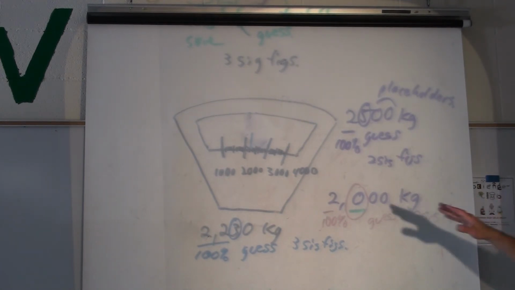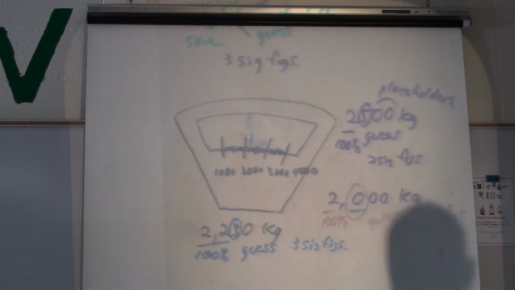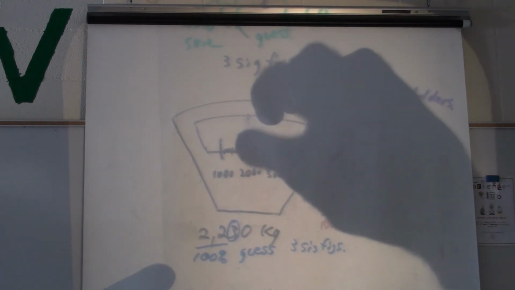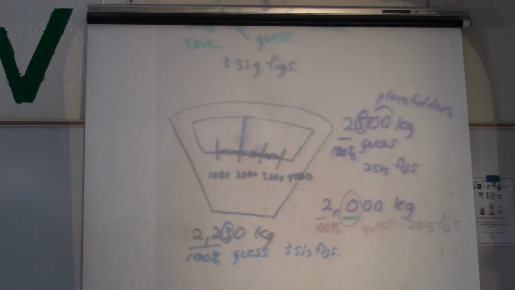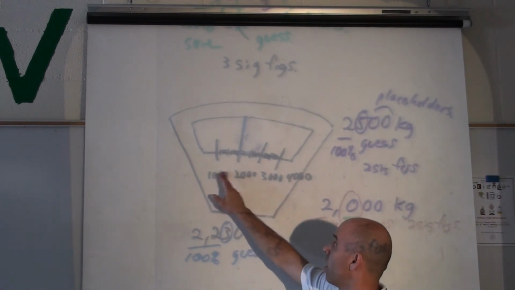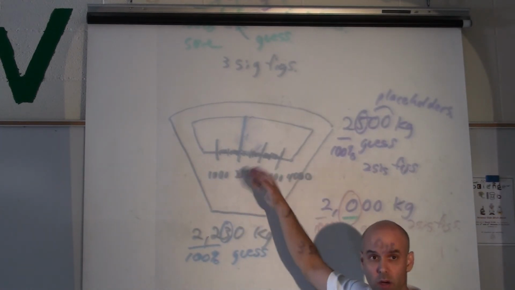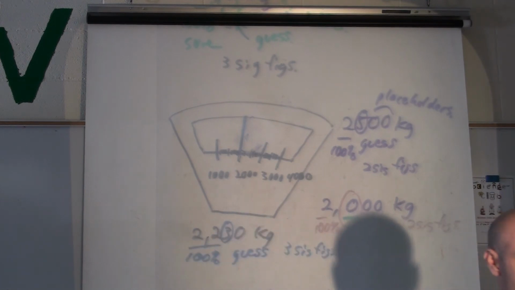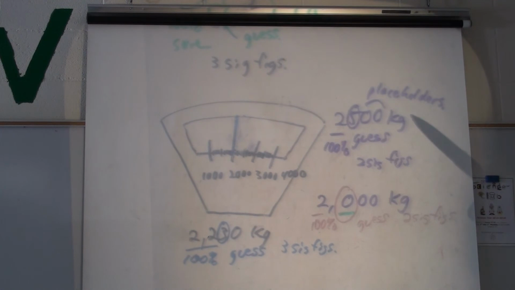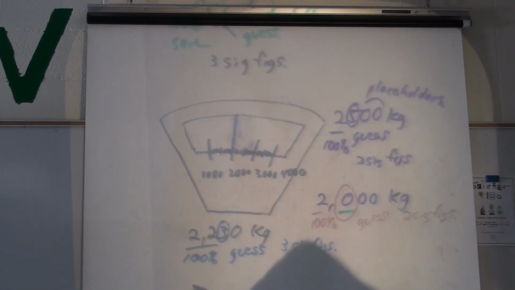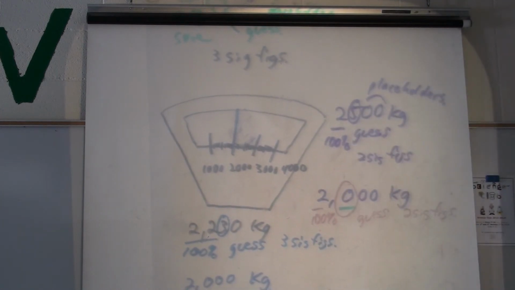But now let's contrast it again to the same scenario I just did. What if the marking appeared to be right on the money? We're not going up by thousands anymore, we're going up by hundreds, so I should be able to guess out to the tens place. Here we were going up by thousands, we guessed to the hundreds. Here we're going up by hundreds, we would guess to the tens. I'm guessing it's exactly 2,000 kilograms.